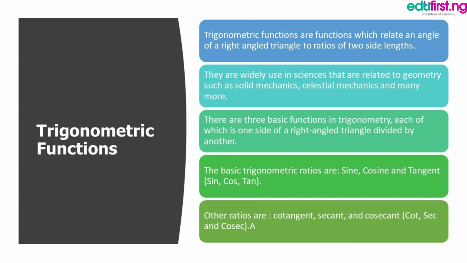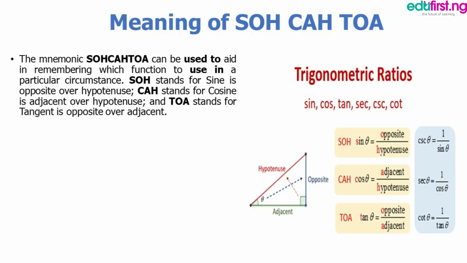We understand this better when we get to the meaning of SOHCAHTOA. SOHCAHTOA is just an acronym that is used to aid in remembering which function to use in a particular circumstance. SOH means the sine of the angle given. Here the angle given is theta. So sine is the opposite over the hypotenuse. CAH is the adjacent over the hypotenuse. TOA, which is tangent, is the opposite over the adjacent.